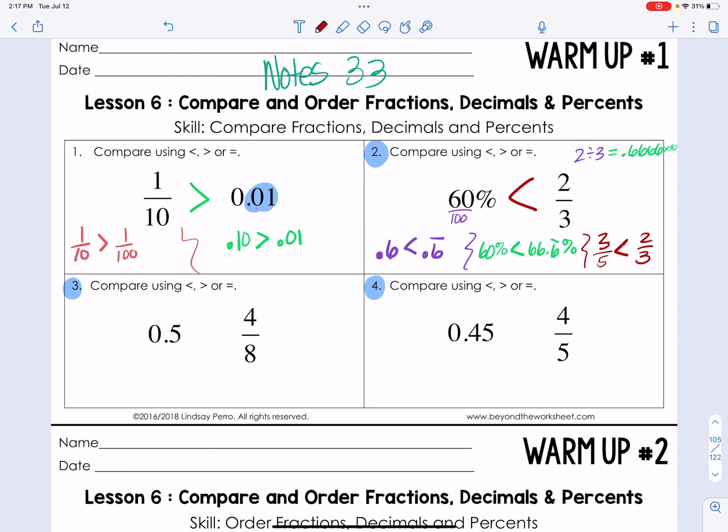On the next one, 4 divided by 8, isn't that 0.5? Isn't that equal to 0.5? So isn't 0.5 equal to 0.5? So they're equal. And then in this one, I can literally just do 4 divided by 5. And 4 divided by 5 is 0.8. And so 0.8 is bigger than 0.45. Okay, so those are going to be things you're going to be doing in the homework.